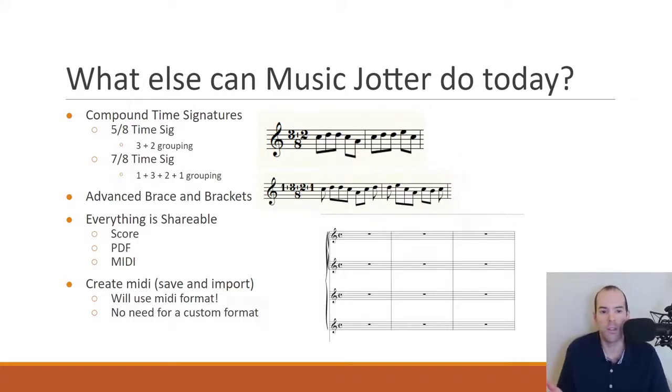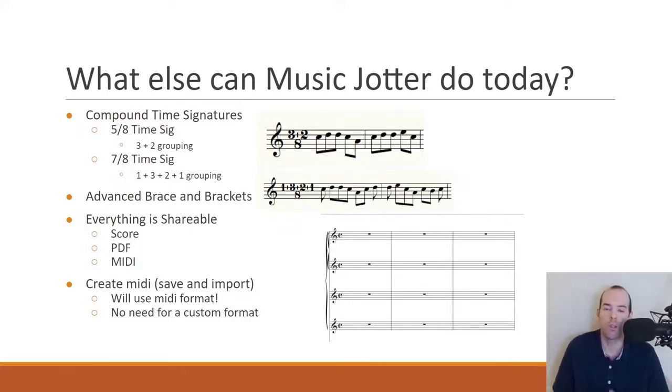Also, say 7/8, if you want to do compound for 7/8, Music Jotter can handle this. You can have say a 1-3-2-1 grouping, and it can handle it. You can't do this in Noteflight, I don't think. But it's just something that I want you to have the ability to do. It's an accessible software that has this power online, and you could get your hands on this compound time signature functionality. It'll have advanced brace and brackets. I mean, that's nothing spectacular, but it's cool that we have it.